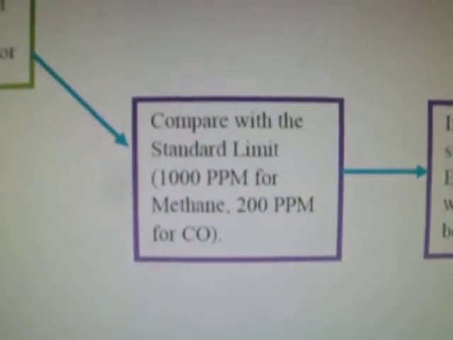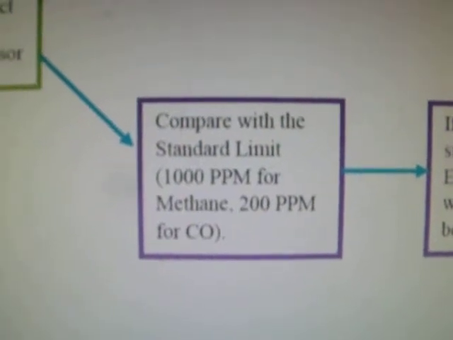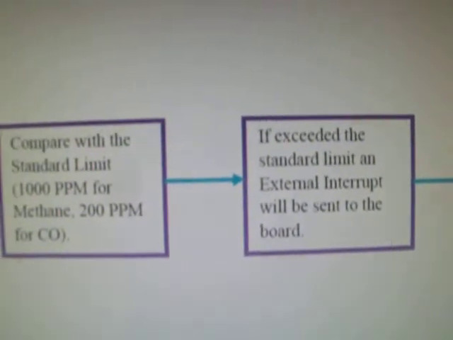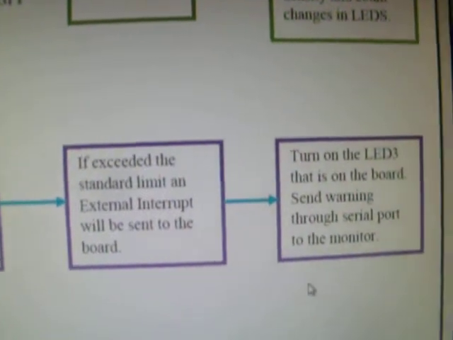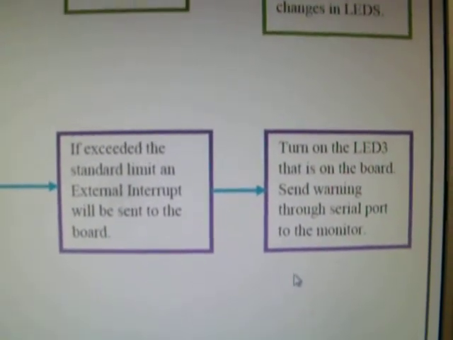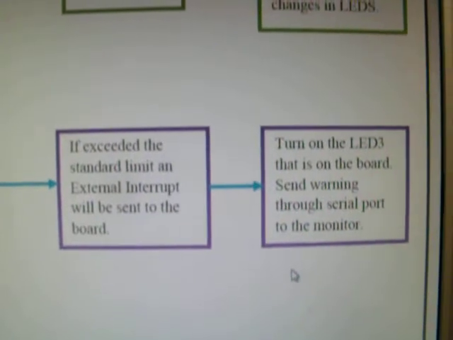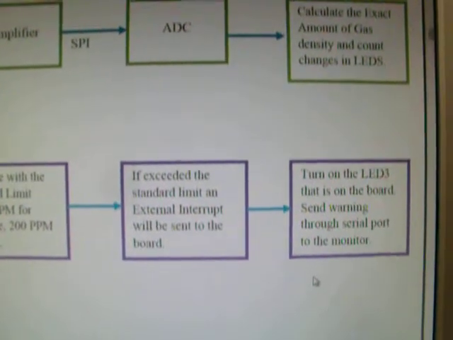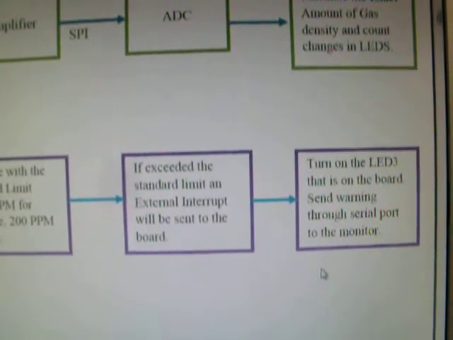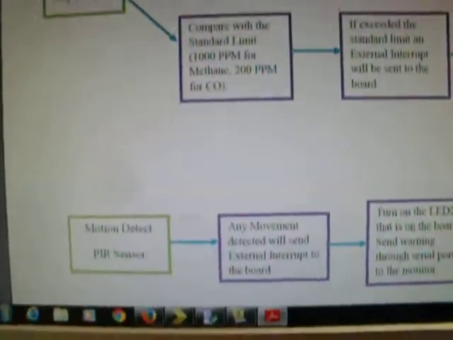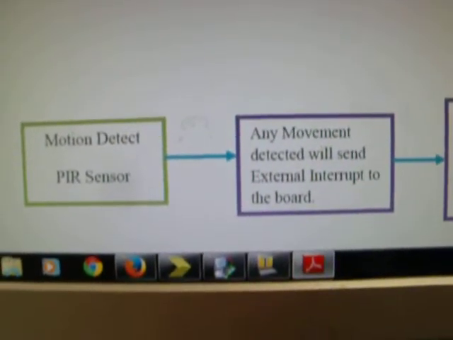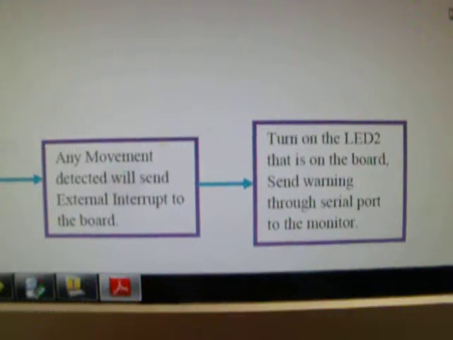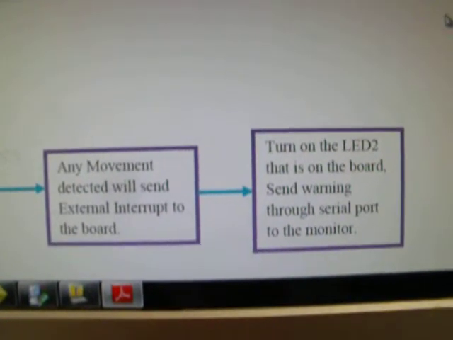And in the second way, we use an external interrupt to compare. We define one limit for the gas in the room, and we continuously compare this with the amount of gas, for example 500 ppm for methane. Whenever the gas in the room exceeds this number, it sends an external interrupt to the FPGA. Also, we use the motion detector: if there is any motion in the room, we use the external interrupt and turn on the LED on the FPGA board.